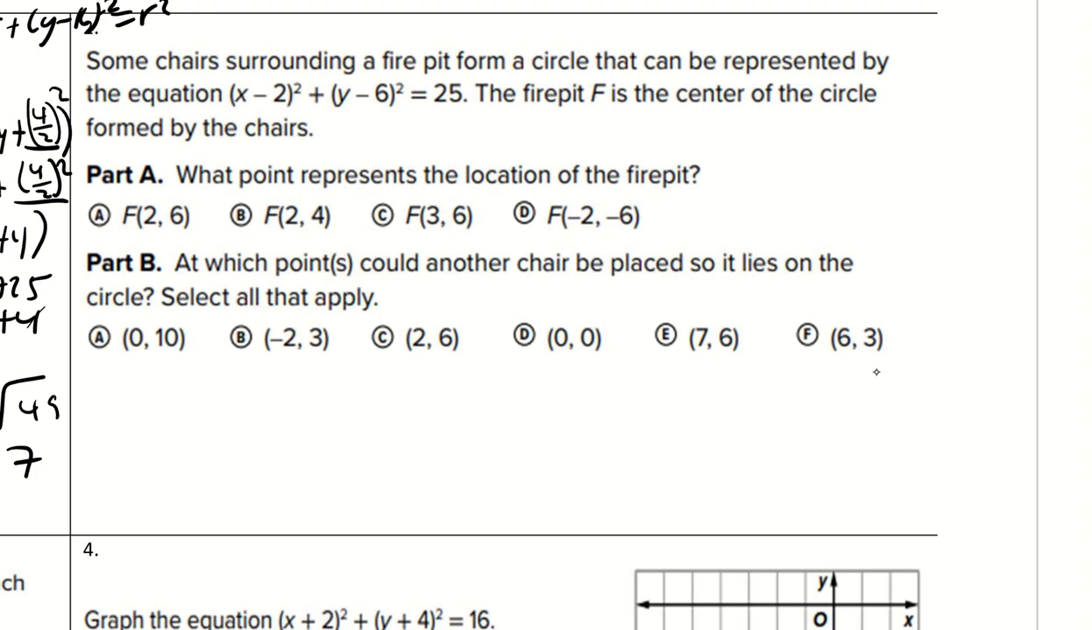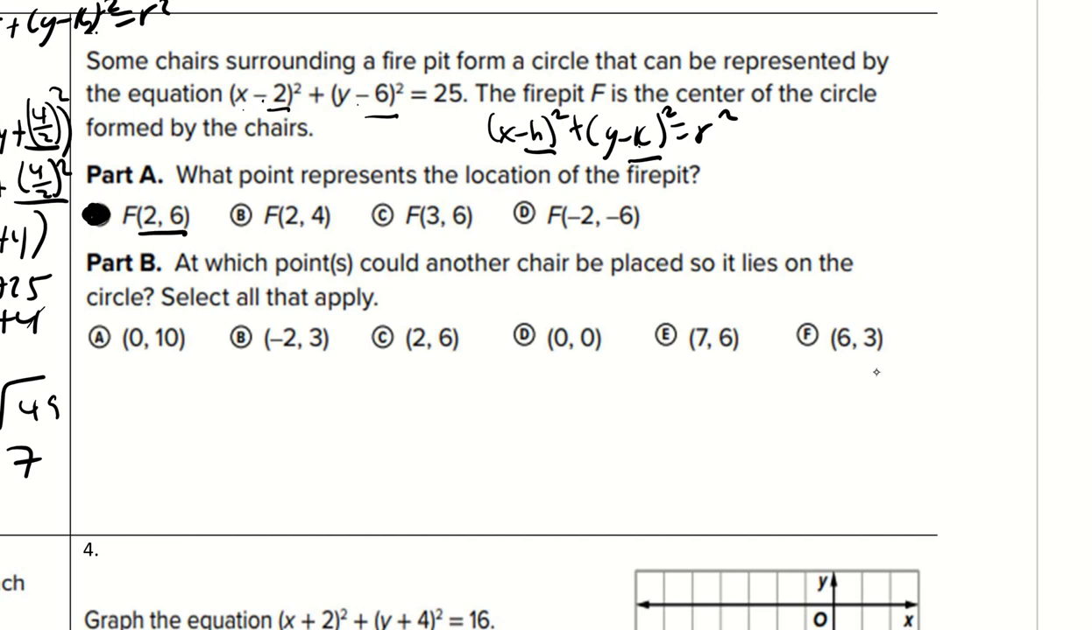So the center here is, remember, the formula is x minus h squared plus y minus k squared equals r squared. And then this is the center. So it's going to be 2 and 6 because the negatives match. If the signs do not match, the answer is going to be negative. If the signs do match, it's going to be positive. So it's going to be 2 and 6.